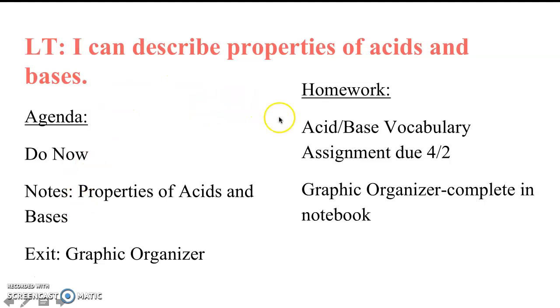Just a couple other things that you should keep in mind over the next week. Vocab. The vocab assignment is going to be due on April 2nd. You're going to complete the graphic organizer. You should also see a couple more lectures coming up, as well as a lab on acids and bases.